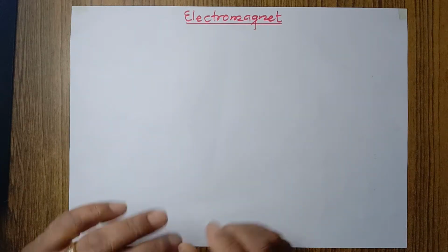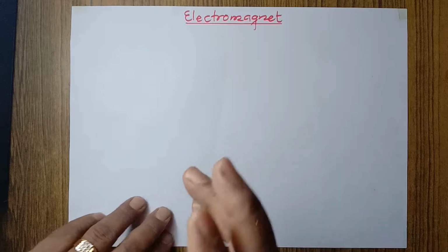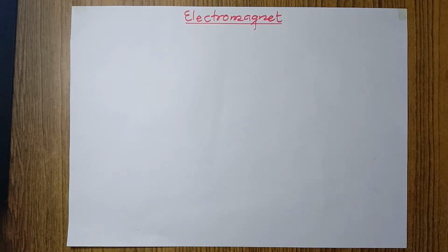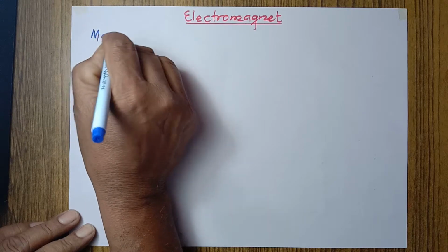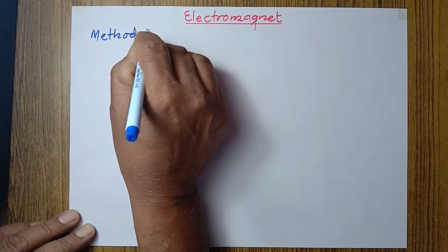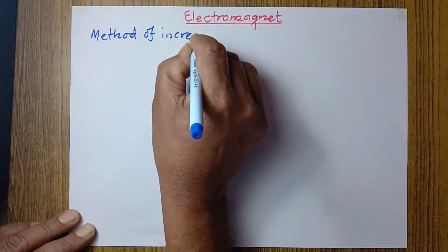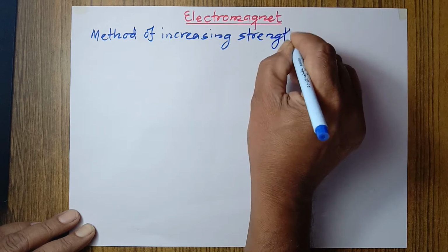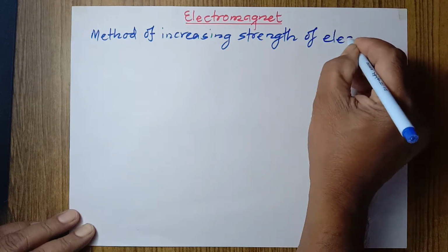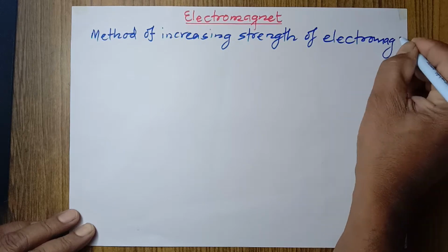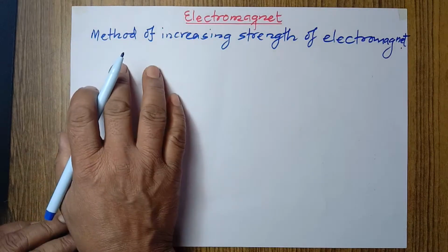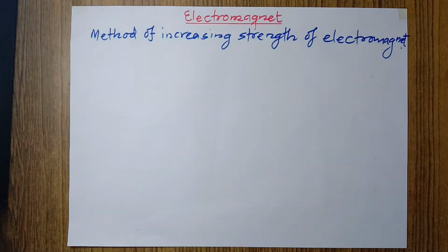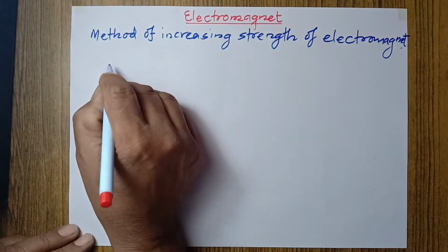We are going to study the electromagnet, and particularly how we can increase the strength of an electromagnet. That's why I'm writing here the method of increasing strength of electromagnet. We are going to study the method of increasing the strength of electromagnet. Now, let's talk about the points on which the strength can be increased.